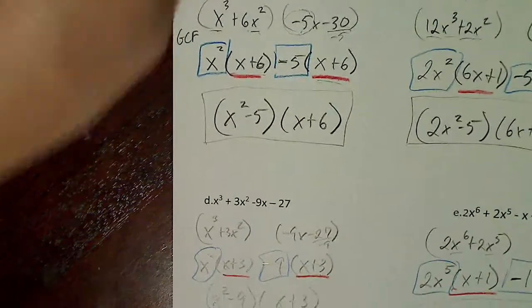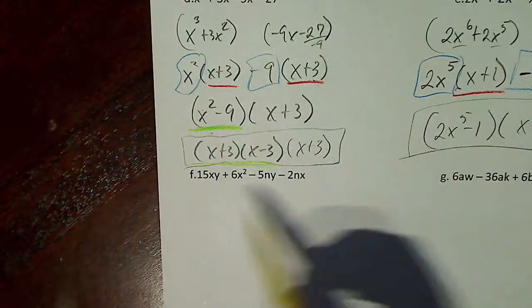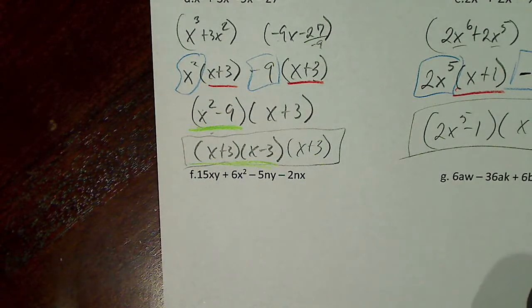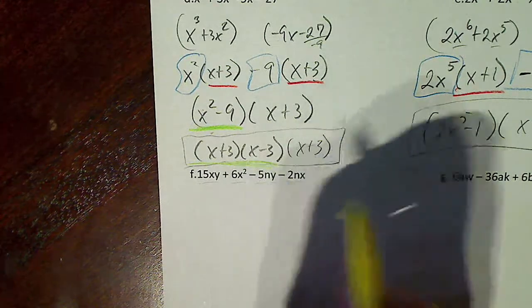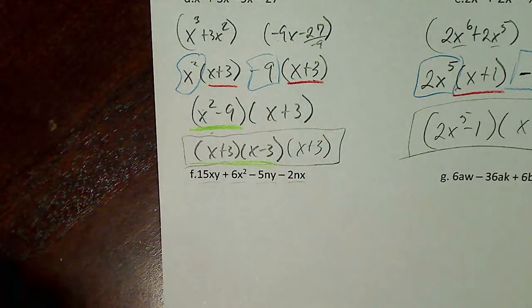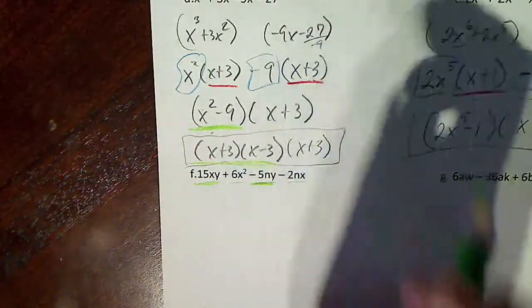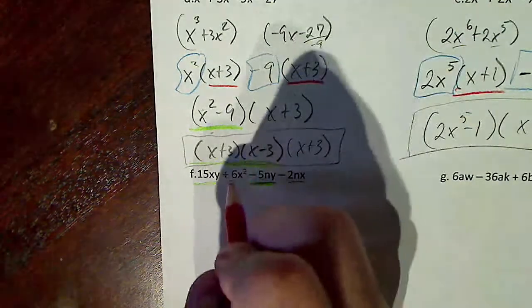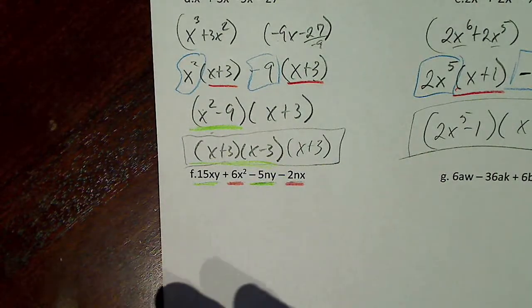So how does it get any more complex, you're asking? Well, what happens when you have multiple variables like these? You don't really change anything up. So what you can do is look to see, can I regroup these in any way that'll make this make more sense. So for example, this 15xy and this negative 5xy, since they're both multiples of 5, I could regroup those together. And this 6x squared and this minus 2nx, I could regroup together because they're both even, okay? I could do it that way.